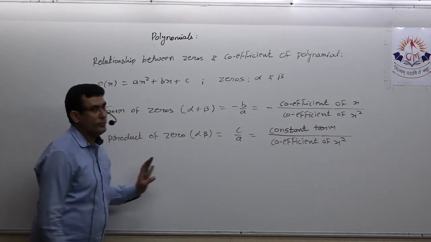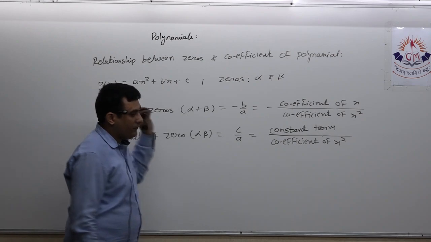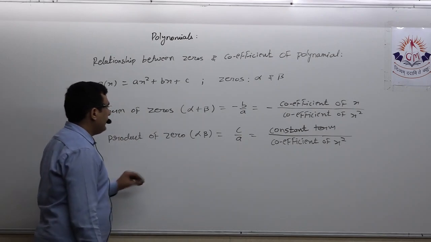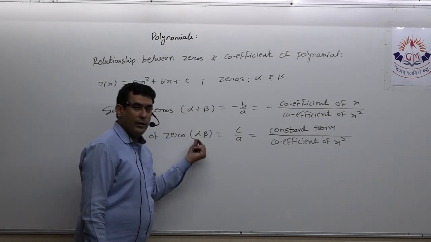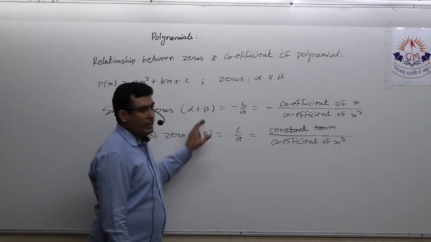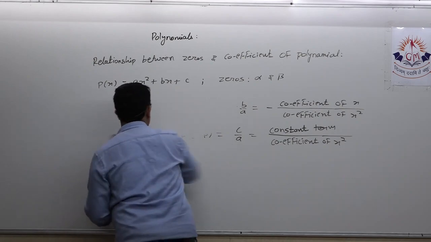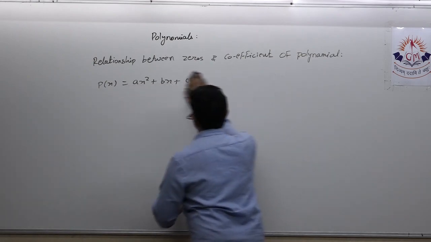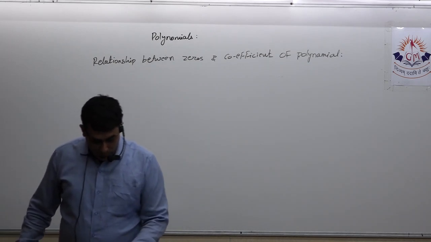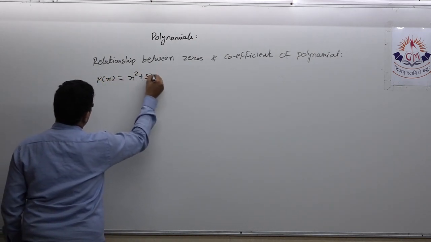Now two types of question can be asked on this concept. The first thing they will ask you is to find the zeros of the given polynomial and verify the relationship between zeros and coefficients. And second, if the sum of zeros and product of zeros are given, then find the polynomial, or if zeros are given, then find the polynomial. So we will see these questions one by one. First we will see how to verify the relationship between zeros and coefficients. Suppose we have polynomial p(x) equal to x square plus 5x plus 6.